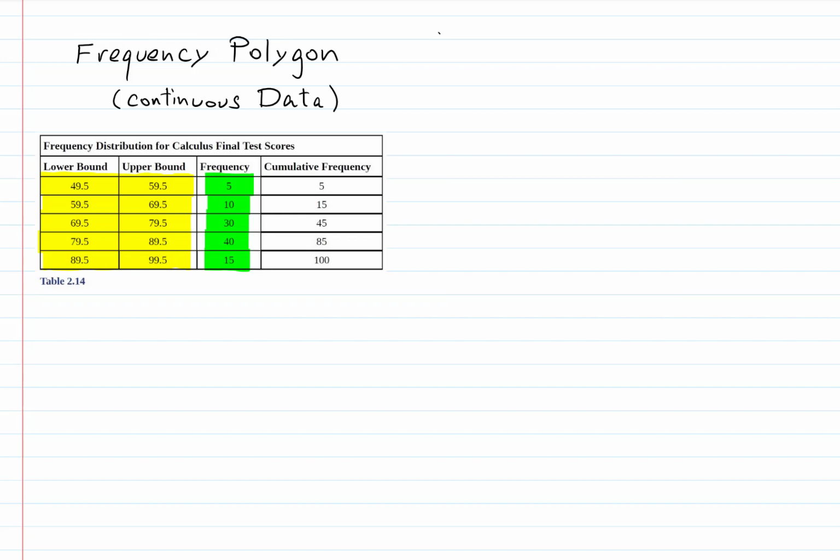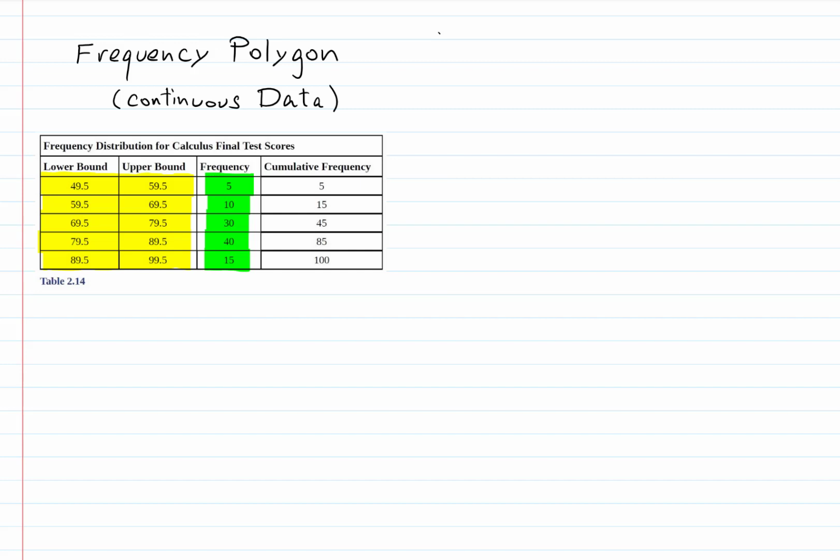We're not going to look at the cumulative frequency for this graph, but I do want to just remind you of what it is. The frequency is how many measurements came in for each interval. The cumulative frequency is how many measurements came in for everything in that interval or lower.